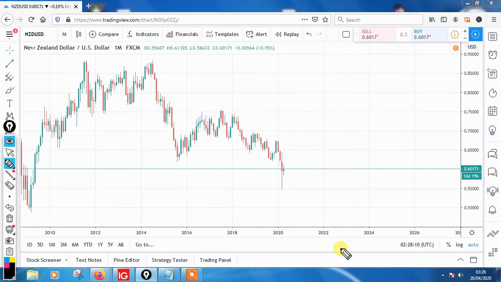And the next currency, we've got the New Zealand dollar against the US dollar. This is starting with the monthly time frame first, and then we're going to drill down to the shorter time frames and analyze each of them.